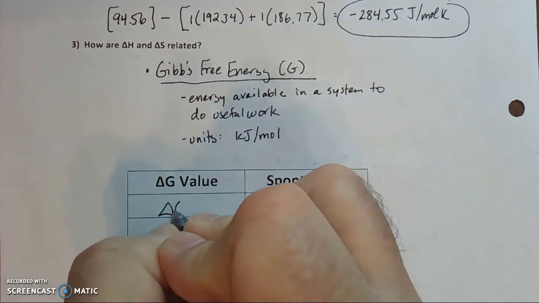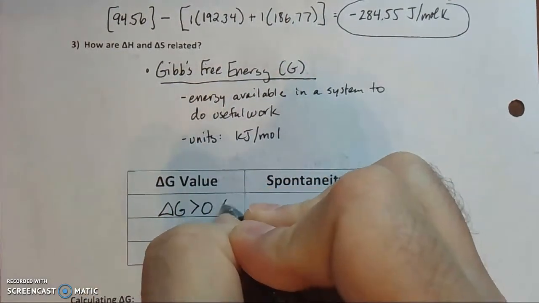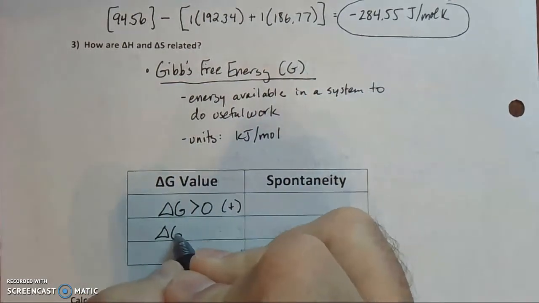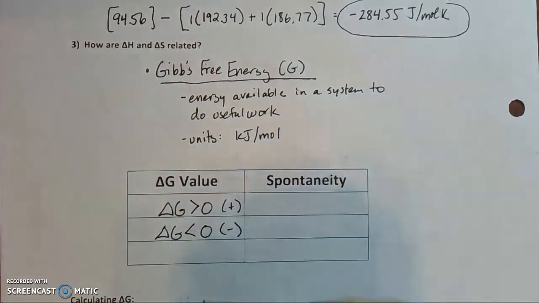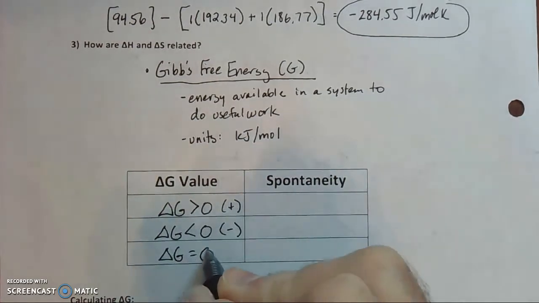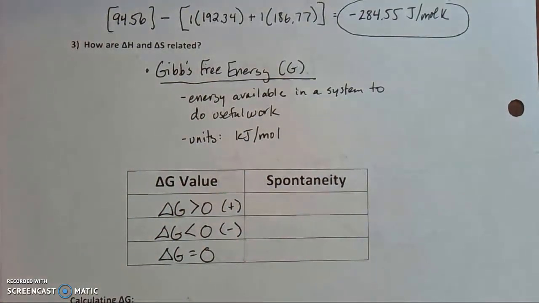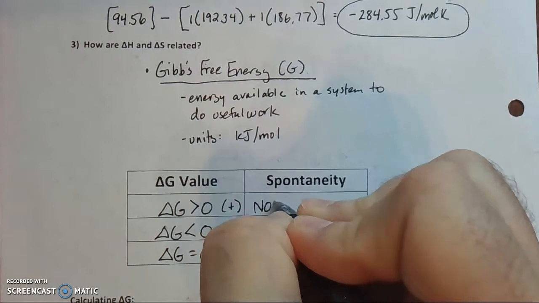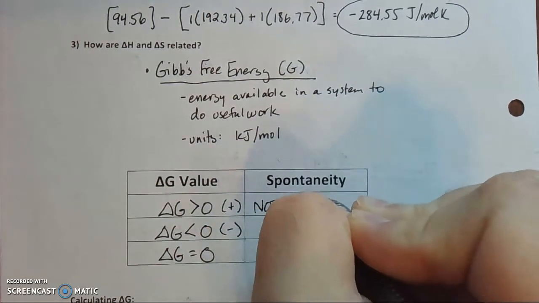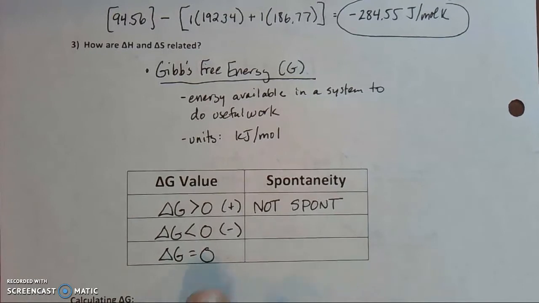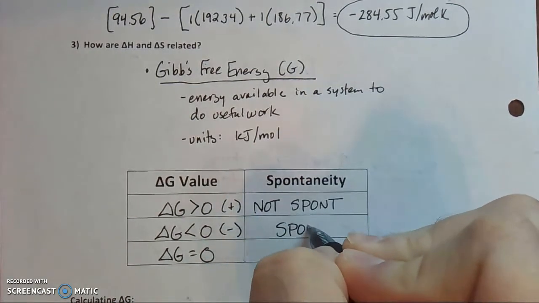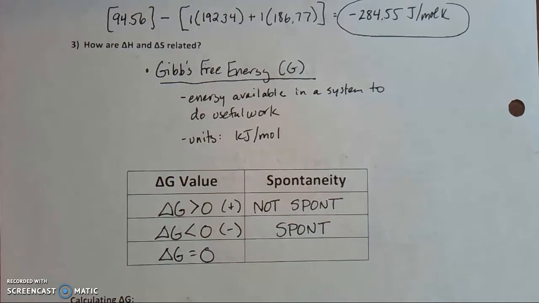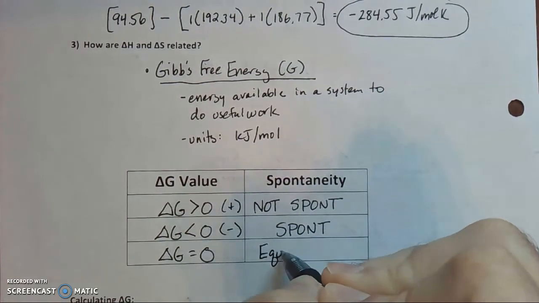So we're going to have three scenarios. Delta G is greater than 0, which means it's positive. Delta G is less than 0, which is negative. And on occasion, delta G is equal to 0. So if we get a positive Gibbs free energy change when we calculate it, that means that the reaction is not spontaneous. If it's negative, the reaction is spontaneous. And if delta G is 0, we are at equilibrium.